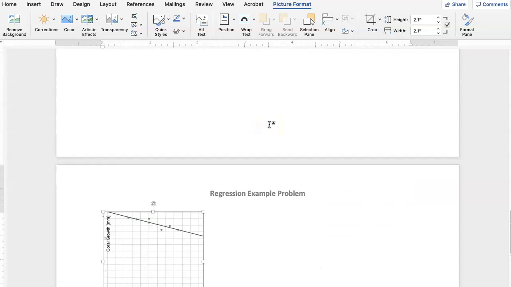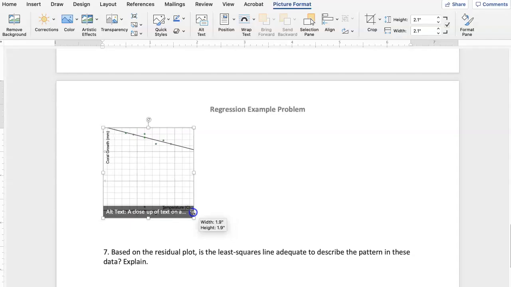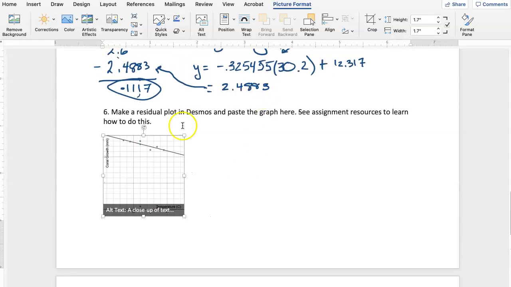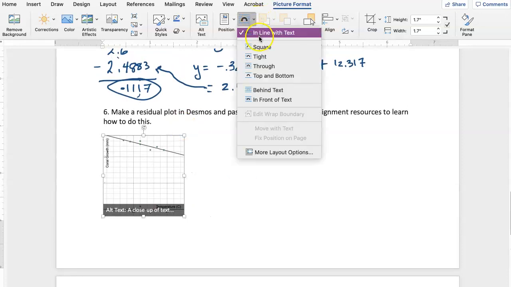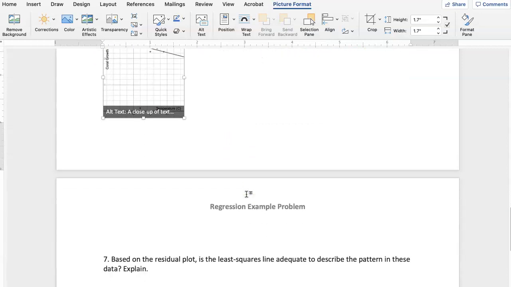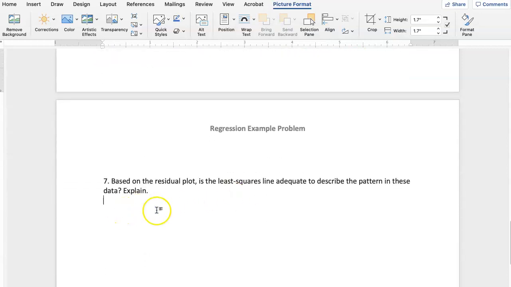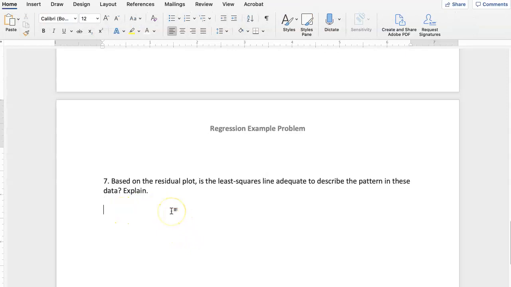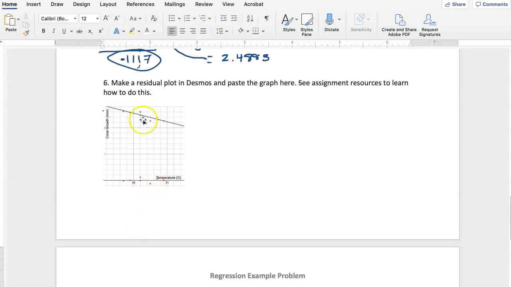Okay, so we're going to make that smaller. See if we can get it to fit. And I'm going to wrap the text so that I can, actually, there's no question, so I'm not even going to worry about that. Then I'm going to come down here and answer the question, which I already talked about, so you should be able to put that in your own words. So it is an adequate model for this data.